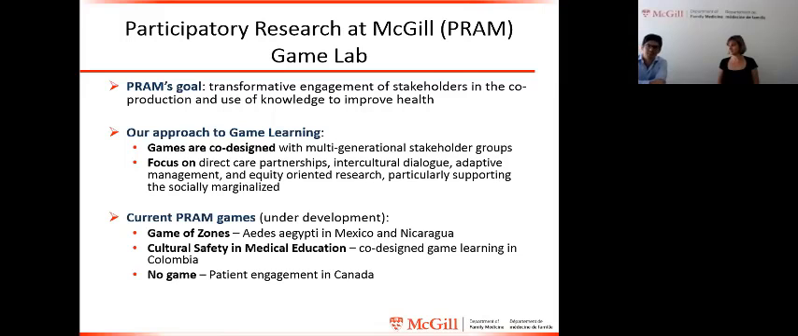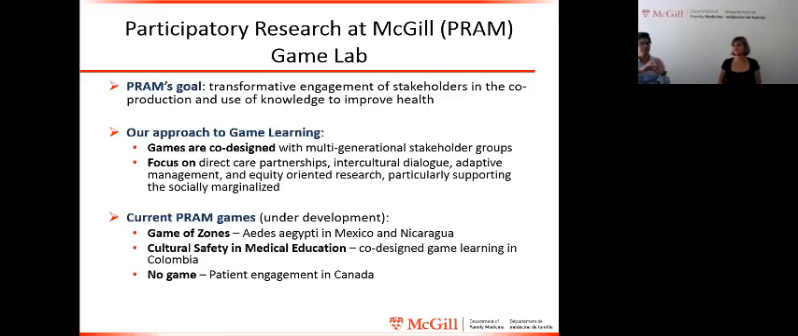So let me first, before introducing our guest speaker today, say a couple of words about the PRAM and the PRAM Game Lab. You know that PRAM, Participatory Research and Review, has the goal to foster transformative engagement of the stakeholders in the co-production and use of knowledge to improve health. We work with different stakeholders, with patients, their family, with physicians, with researchers. And we are launching today this initiative that is the Game Lab.